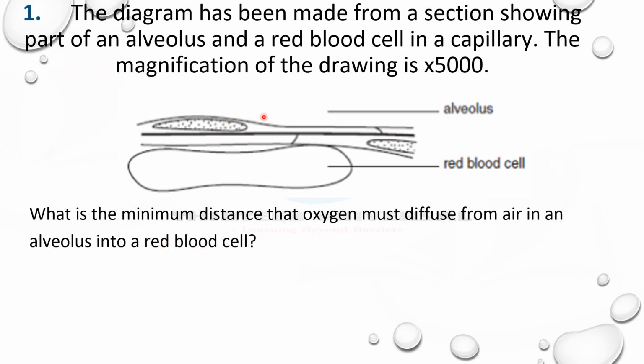From here to here, the minimum will be here. It can move from here to there. Can you see this distance from here to here? That's the maximum. But if you come down a bit, it's reducing, so the minimum will be somewhere here. So it's moving from the alveolus, going to cross this alveolar wall, cross this endothelial capillary wall, and then gets into the red blood cell. So what is the minimum?